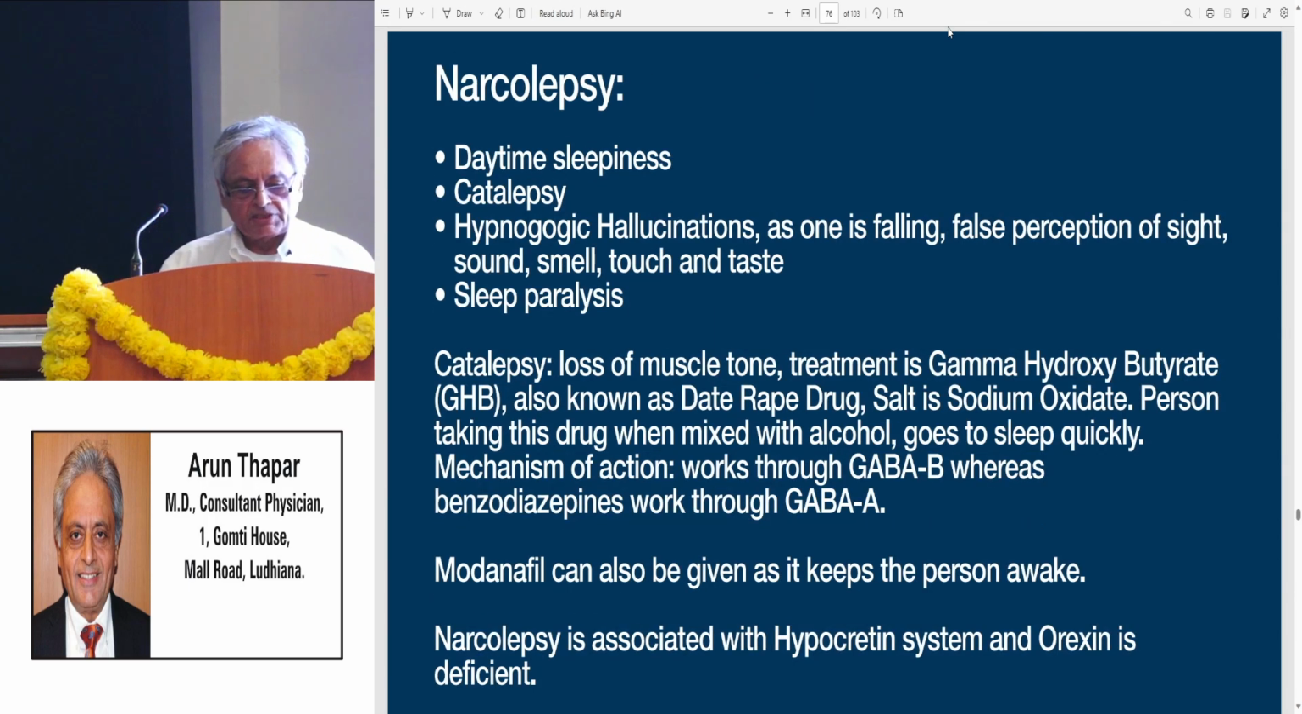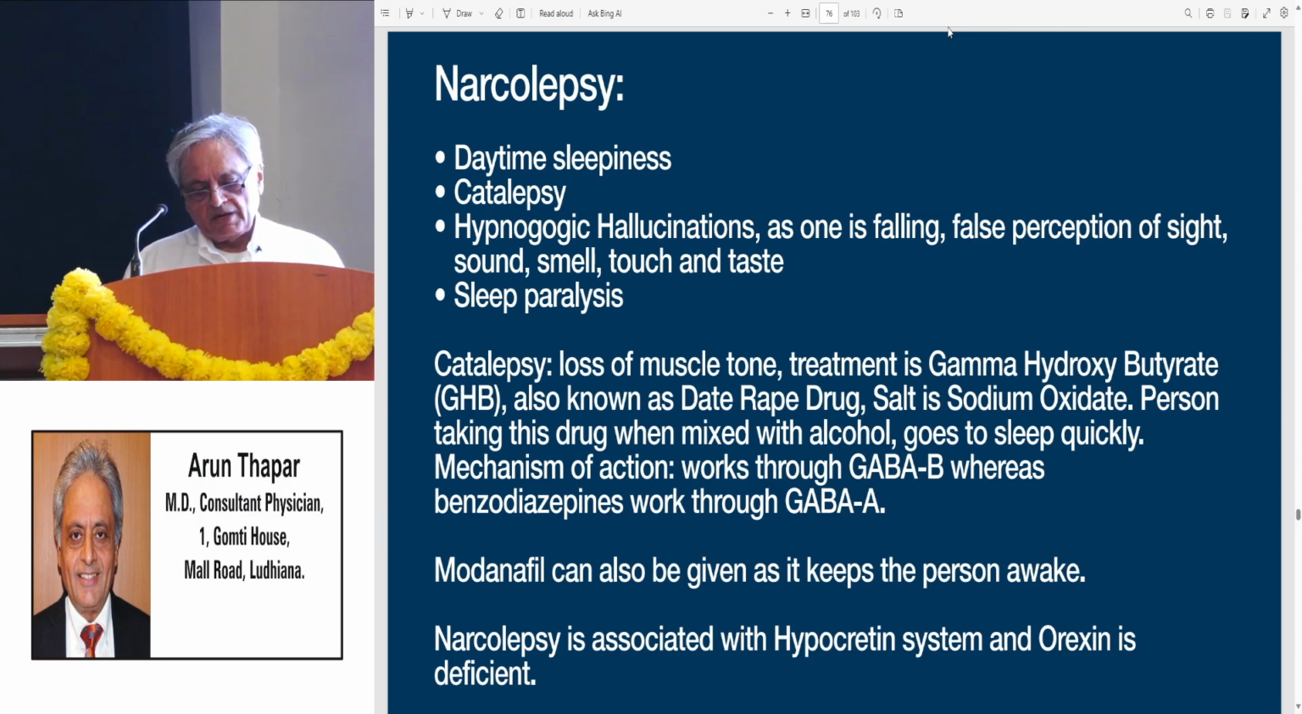Now, what is narcolepsy? It's daytime sleepiness. There's cataplexy, and hypnagogic hallucinations are there. Now, what is this? That one is falling asleep, with a false perception of sight, sound, smell, touch and taste, and there's sleep paralysis. In cataplexy, there's a loss of muscle tone.